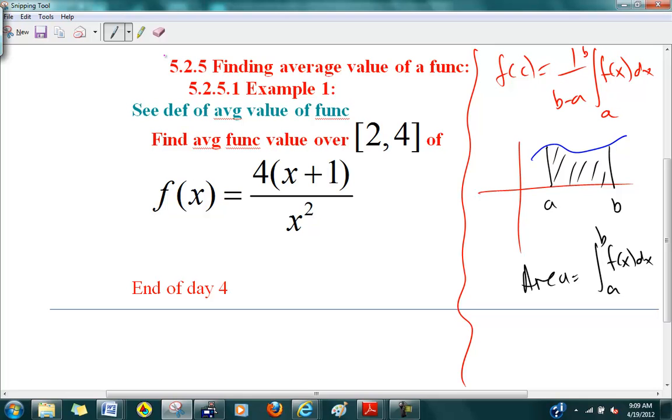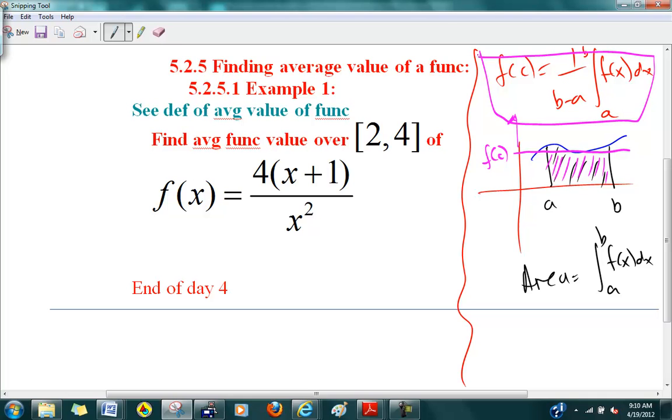The average value of a function is some value f of c. So in other words, this is f of c, such that the area underneath the rectangle is equal to the area underneath the curve. Okay, that's the definition of an average value of a function. So pictorially, that's what it means. Mathematically, it's a question of working on this equation. You guys with me on that?